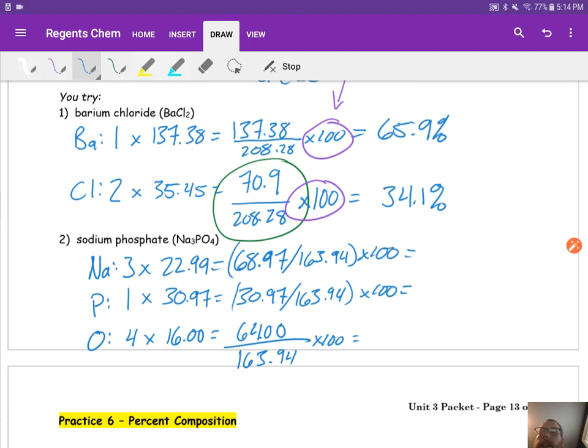And then what are our percentages? So sodium, you should end up with 42.1%. Phosphorus, you should have about 18.9%. And then oxygen should be 39.0%.